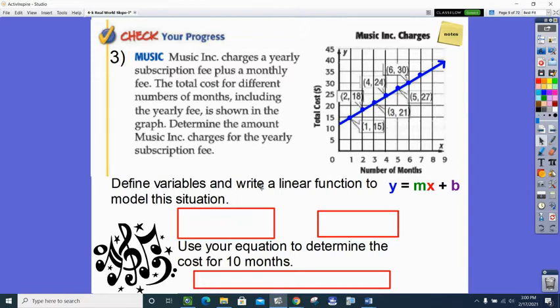We're going to define our variables, and we're going to write an equation. So first of all, we're going to have an X and a Y. X is going to be, it's really easy off of a graph, the number of months. And Y is your total cost in dollars.